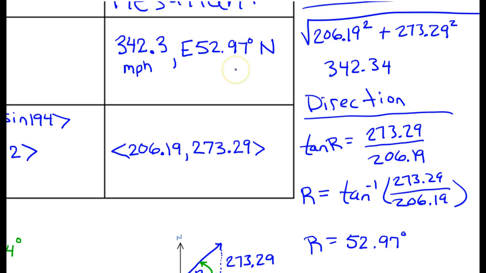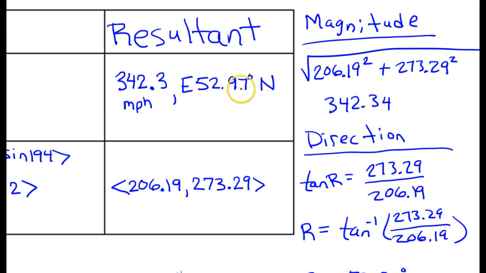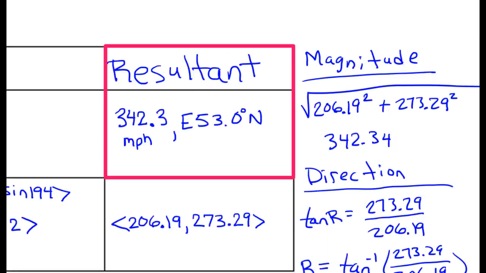Okay, now they said they wanted the nearest tenth, so I really should round this up. So I guess I'll go ahead and write 53.0 degrees north. Alright, because you got to round up. Alright, so that is the magnitude and direction of the resultant vector. So this is the final answer right here in this box. Ta-da!